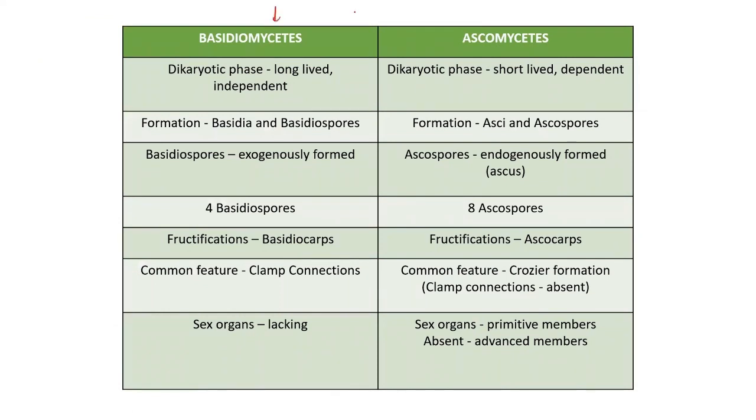Then in this table, you'll find the key differences between the basidiomycetes and the ascomycetes. Like in basidiomycetes, the dikaryotic phase is very long-lived and independent, whereas it is short-lived and dependent. The formation of basidia and basidiospores, here it is asci and ascospores that are formed. Basidiospores are formed exogenously, whereas ascospores are formed endogenously inside the ascus. Four basidiospores are formed, eight ascospores are formed. Fructifications are basidiocarps, here they are called ascocarps. Common feature is clamp connection, here it is crozier formation. Sex organs are mostly lacking, present only in the primitive members.